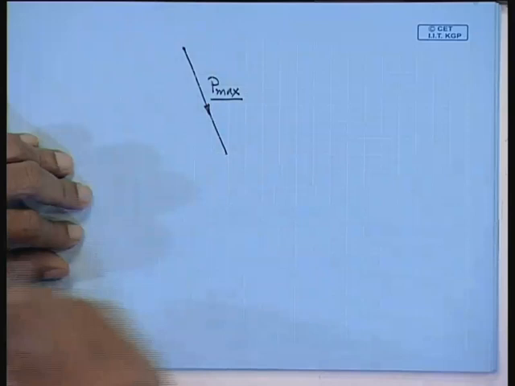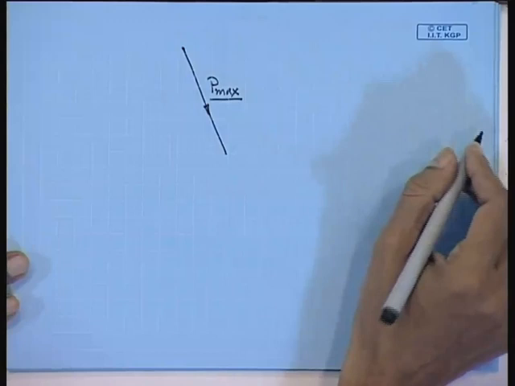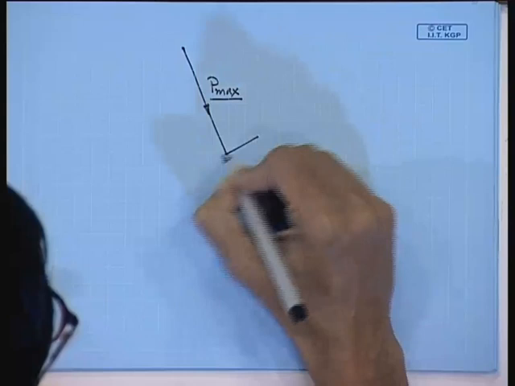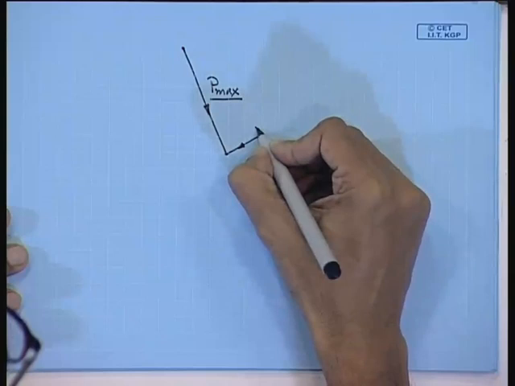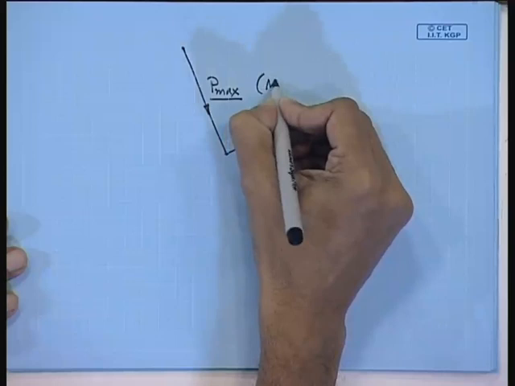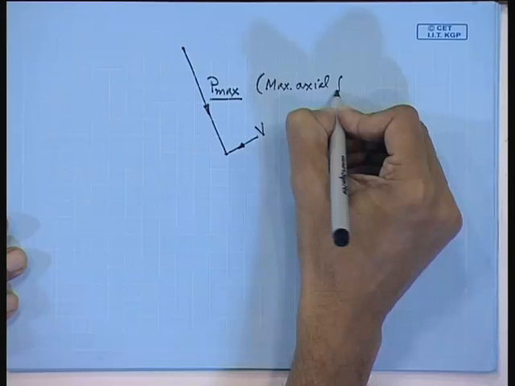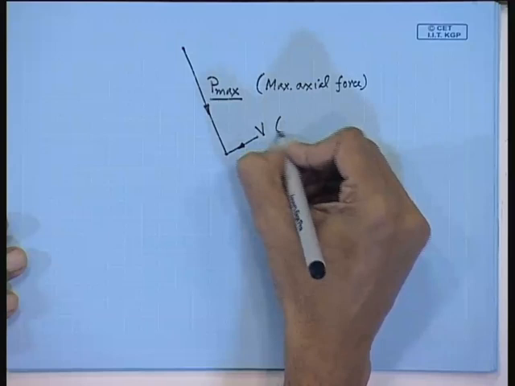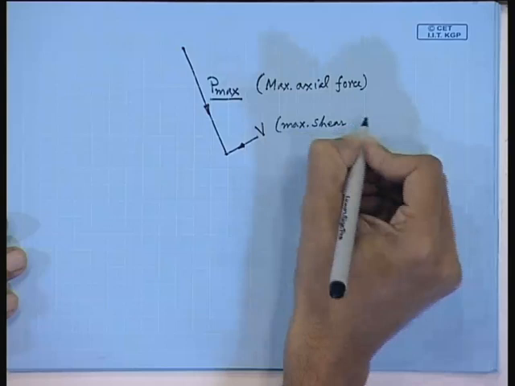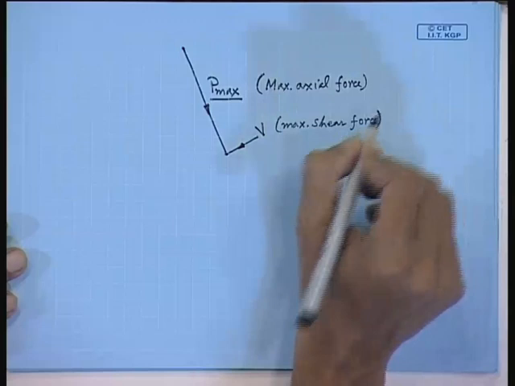Okay. Now, you have to calculate another force which is coming at right angles to the pile. Now, this is what force? This is your pile shear. So, this is your maximum axial force. And this is what? Maximum shear. So, these are the two forces which are going to tell me about your cross sectional area of the pipe.